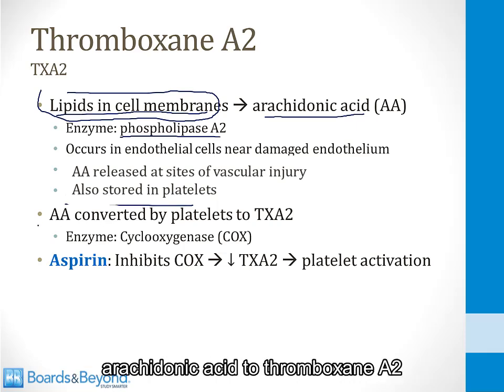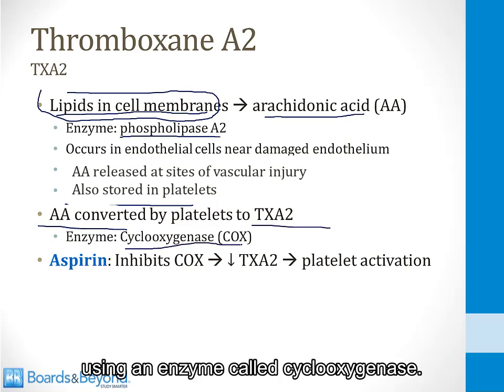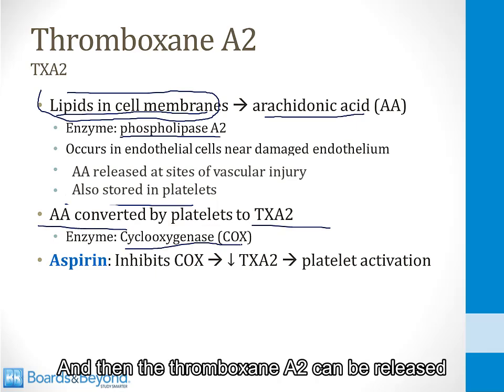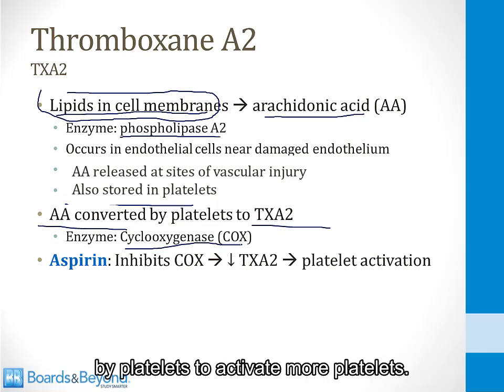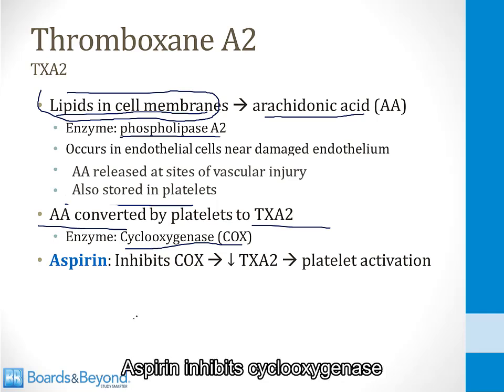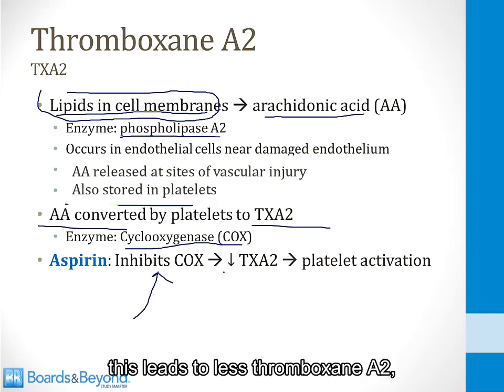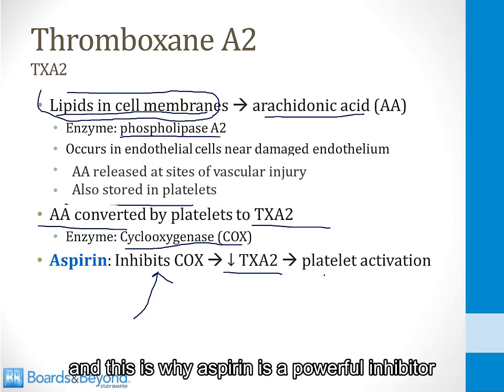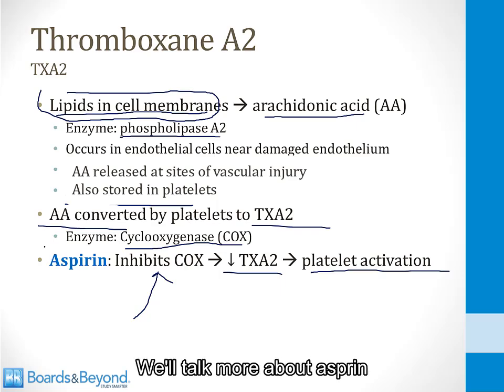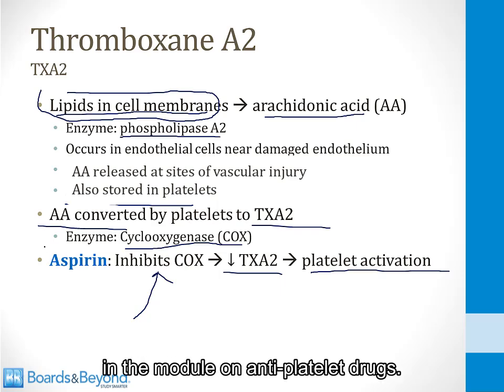Platelets can convert arachidonic acid to thromboxane A2 using an enzyme called cyclooxygenase, and then the thromboxane A2 can be released by platelets to activate more platelets. Aspirin inhibits cyclooxygenase. This leads to less thromboxane A2, and this is why aspirin is a powerful inhibitor of platelet activation. And we'll talk more about aspirin in the module on antiplatelet drugs.